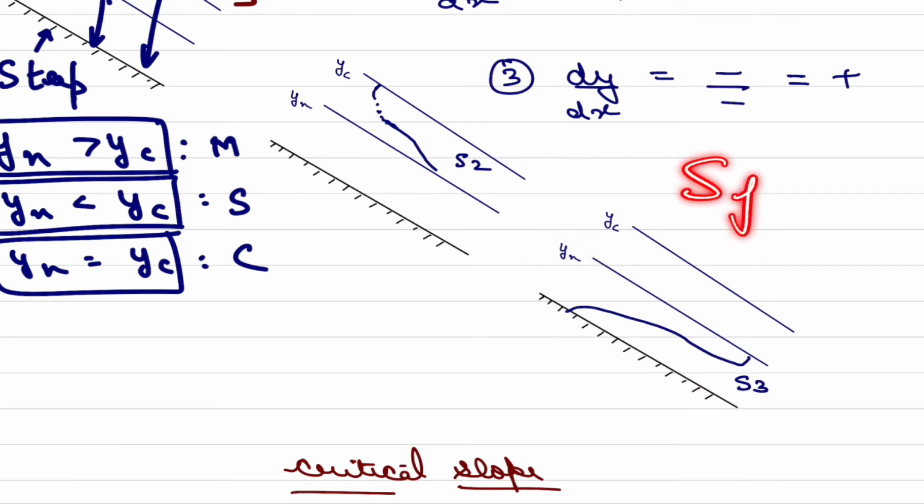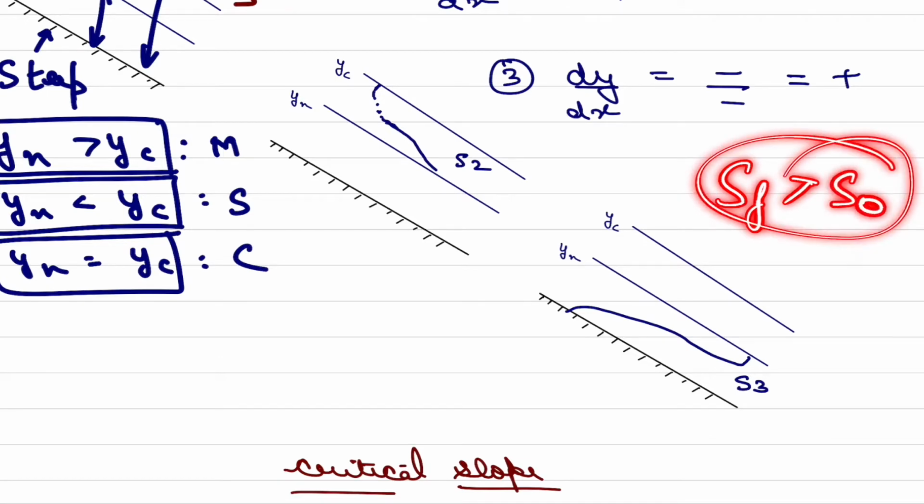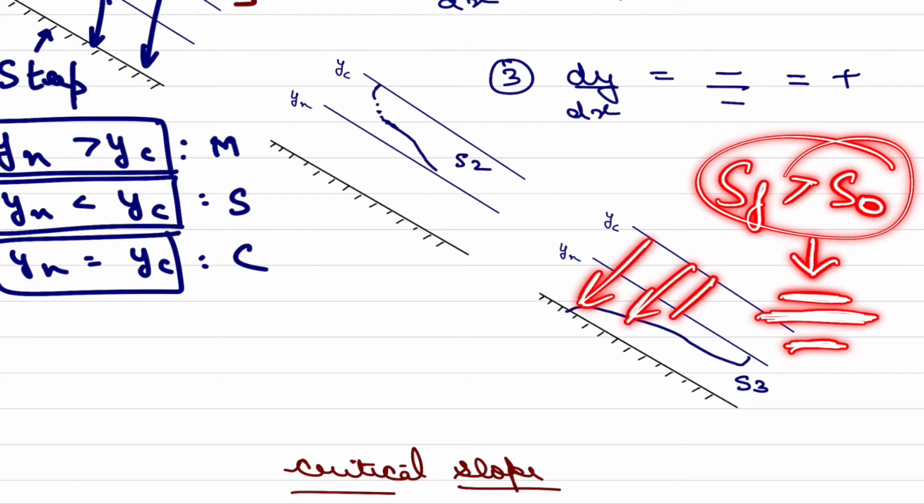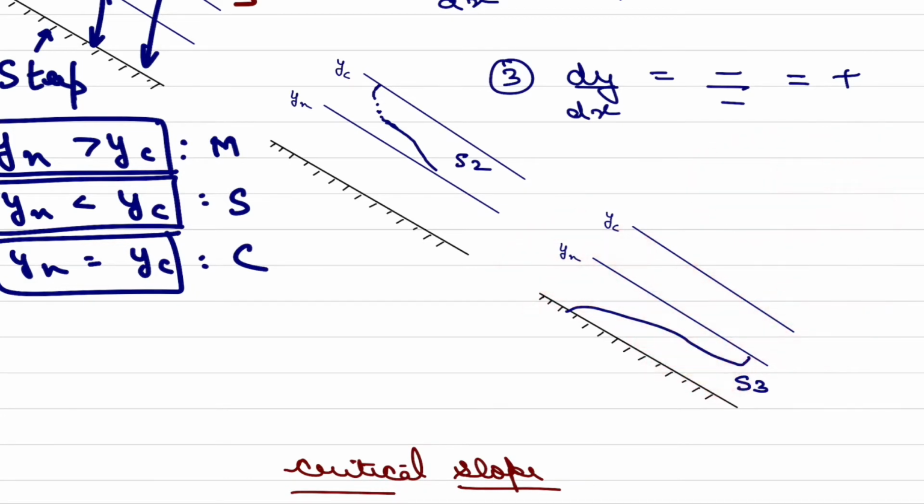That would mean our SF is greater than S naught, and if SF is greater than S naught, the numerator is going to be negative. Our denominator is also going to be negative, because this entire region belongs to the supercritical flow, or Froude number greater than 1. If Froude number is greater than 1, that would mean that for profile S3, dy by dx becomes minus divided by minus, which becomes positive. That means the profile would rise in the S3 zone.